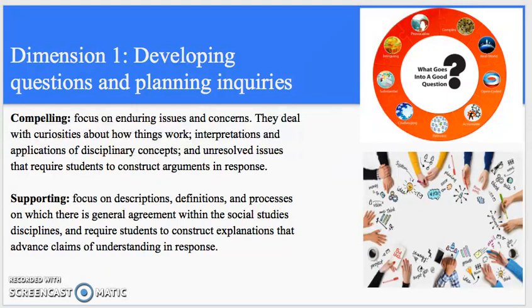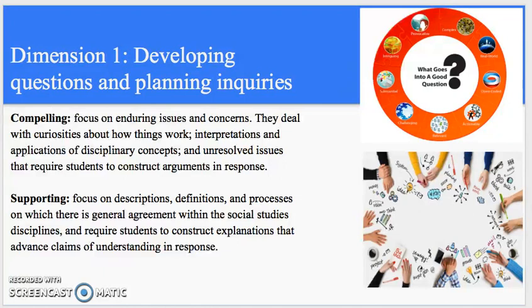So there's two types of questions. There's compelling and supporting. An example of a compelling question would be like, was the American Revolution really revolutionary? It kind of looks at the question from a macro level, while the supporting one is more content based. An example question would be like, what were the implications of the Coercive Acts or the Townshend Acts?